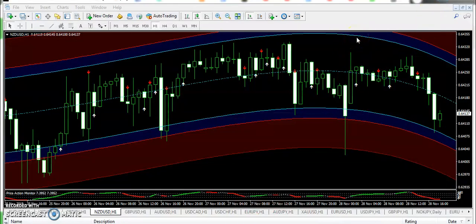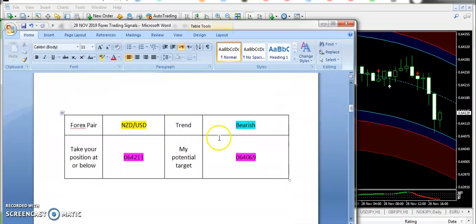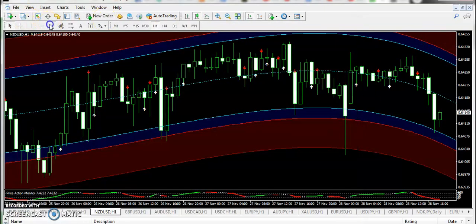Okay, guys, now let's discuss some points with you. First of all, I am going to talk about the signal service. There are a lot of signal providers in the market, and I'm also one of them. For example, let's talk about one of the signals that I have given on New Zealand USD. I was bearish on New Zealand USD from 0.64211, and 0.64069 was the target price, and you can see that we have already had the drop on New Zealand USD. I'm giving the Forex trading signal service right from 2015.